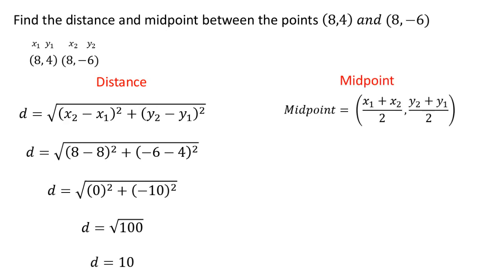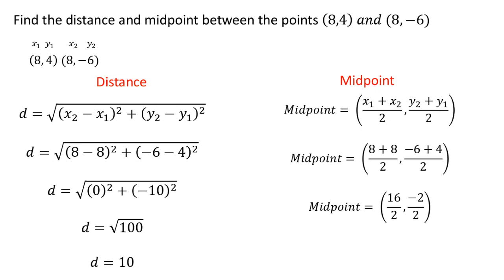Okay, so let's find the midpoint. This is the formula for the midpoint. The midpoint is given by x1 plus x2 divided by 2 for the x value, and y1 plus y2 divided by 2 for the y value. Let's apply it. We have 8 plus 8 divided by 2 and negative 6 plus 4 divided by 2. So 8 plus 8 is 16, and negative 6 plus 4 is negative 2. 16 divided by 2 is 8, and negative 2 divided by 2 is negative 1. So our midpoint between these 2 points is (8, negative 1).